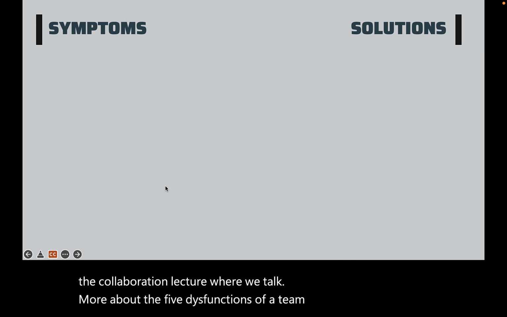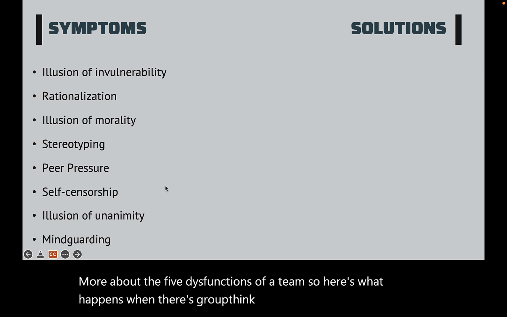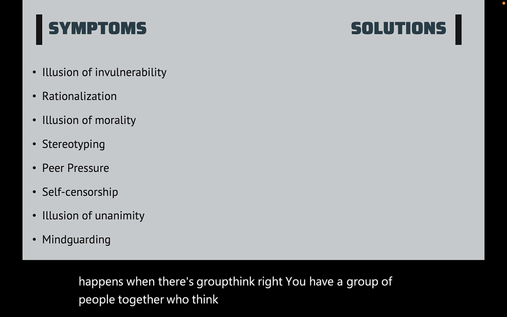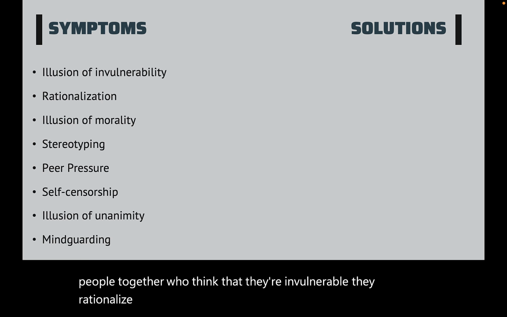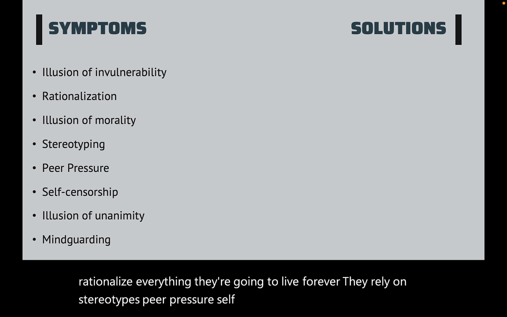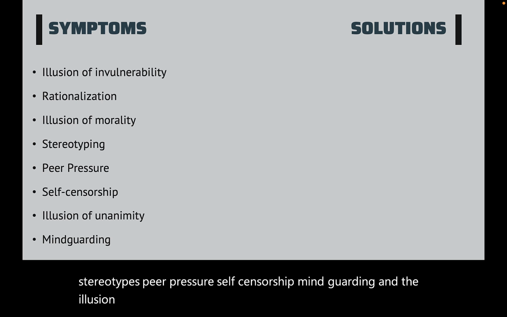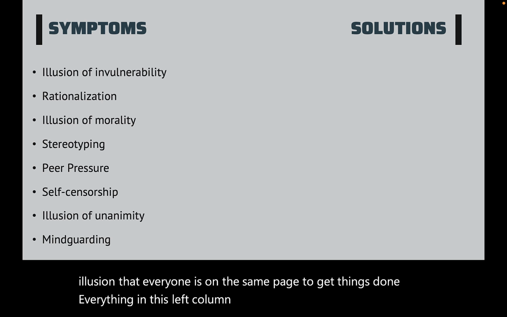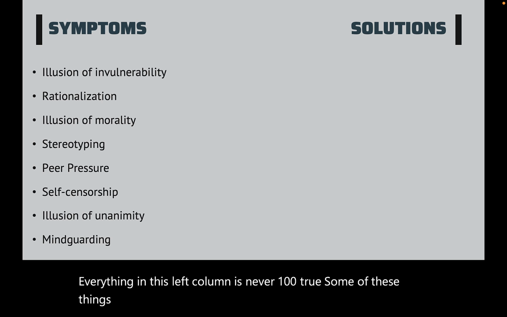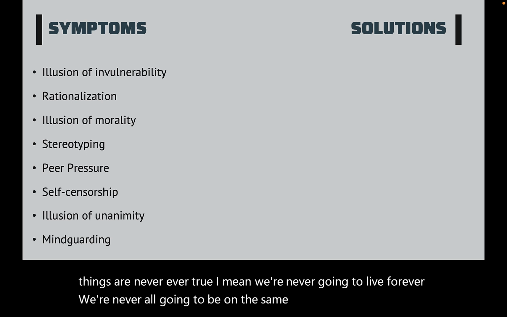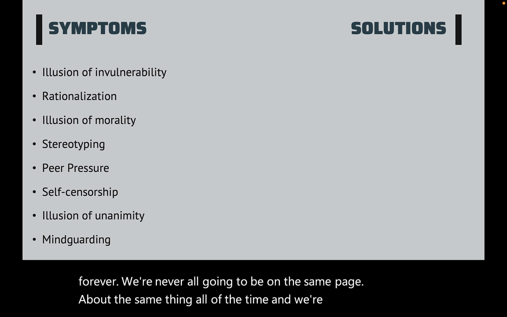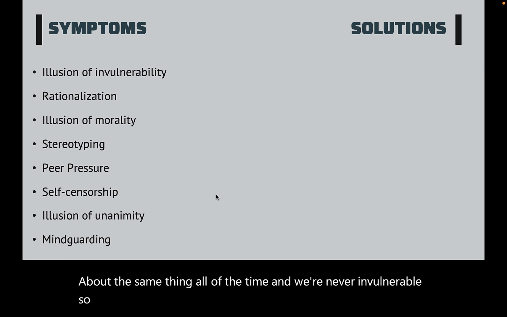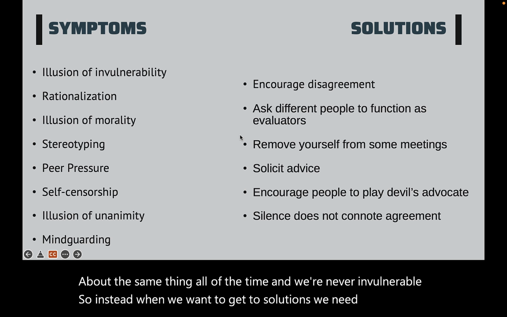So here's what happens when there's groupthink, right? You have a group of people together who think that they're invulnerable. They rationalize everything. They're going to live forever. They rely on stereotypes, peer pressure, self-censorship, mind guarding, and the illusion that everyone is on the same page to get things done. Everything in this left column is never 100% true. Some of these things are never ever true. I mean, we're never going to live forever. We're never all going to be on the same page about the same thing all of the time, and we're never invulnerable.